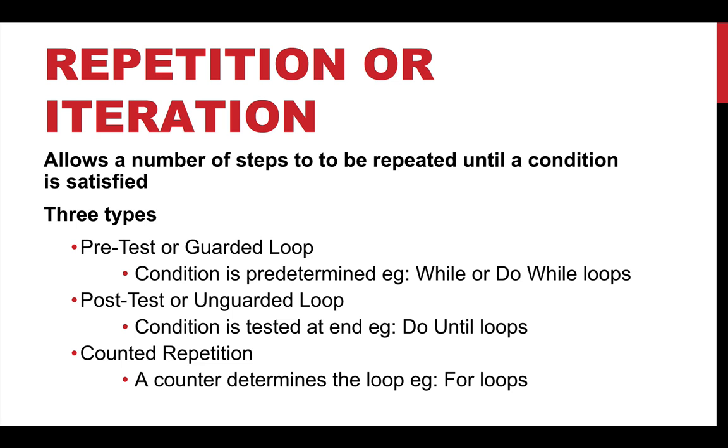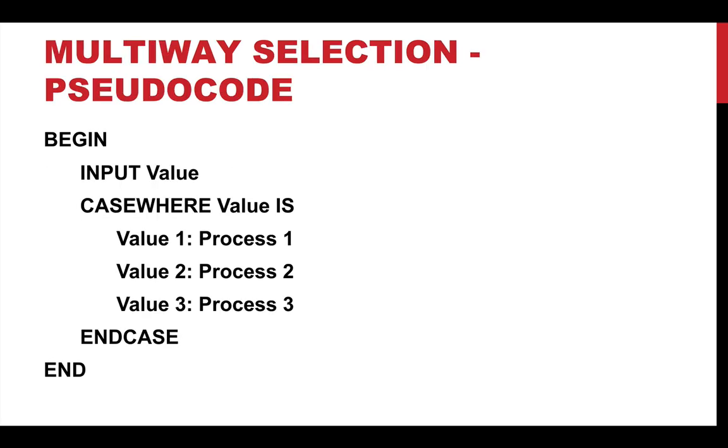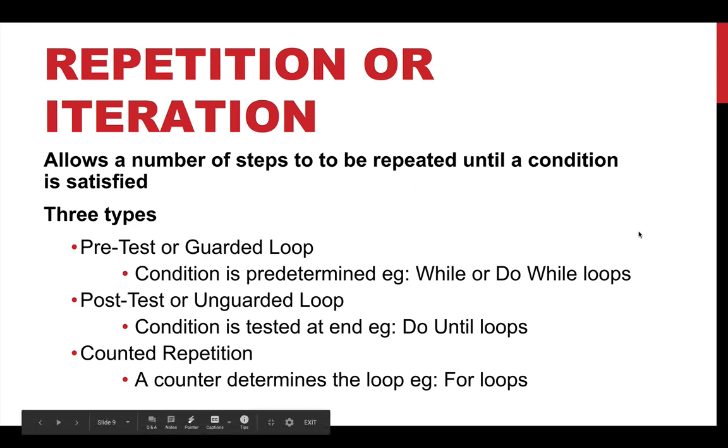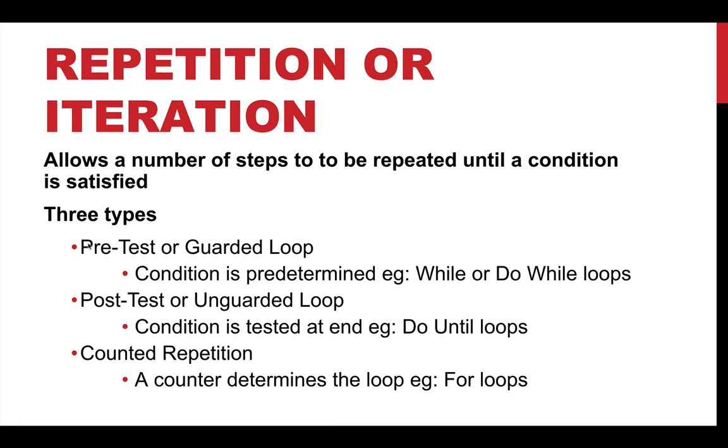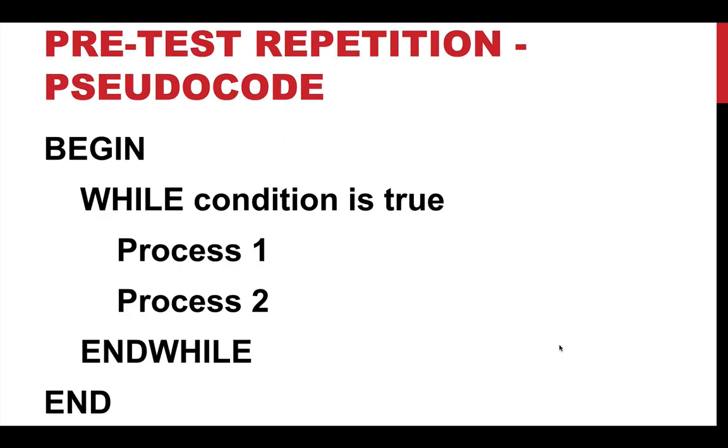Okay, repetition or iteration is a bit different from selection, and that's where you can get something to repeat a number of times. Unlike binary selection or multi-way selection, which just choose a pathway and end, repetition allows something to be executed multiple times. I can have that as a pre-test, a post-test, or a counted repetition. So let's have a look at what those mean.